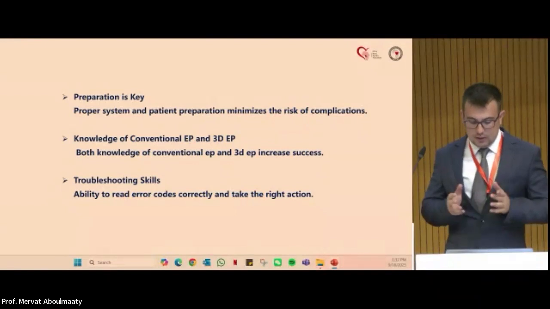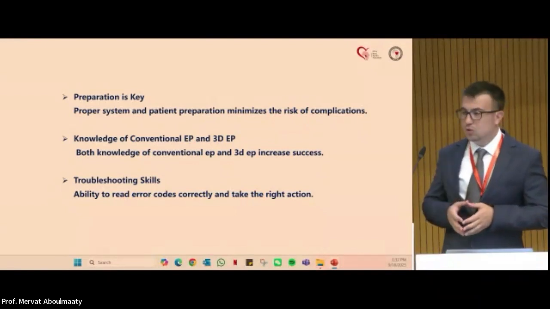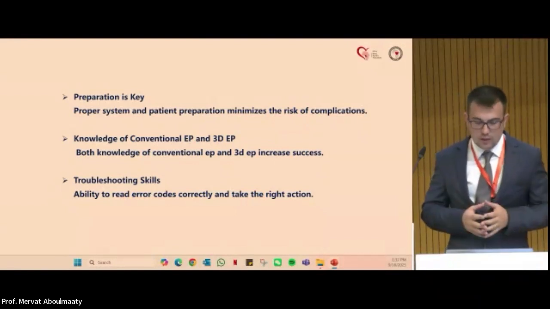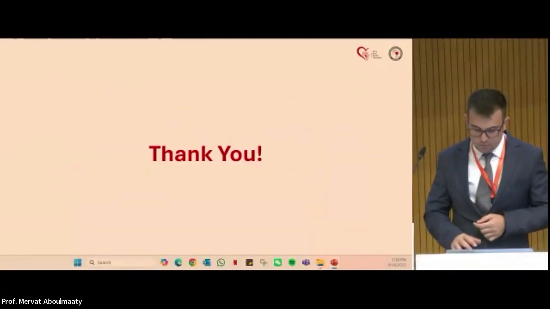Troubleshooting skills, as I mentioned before, the ability to read the error codes will increase the success, and we can directly take action and solve the problem. We can perform the case without any problem.